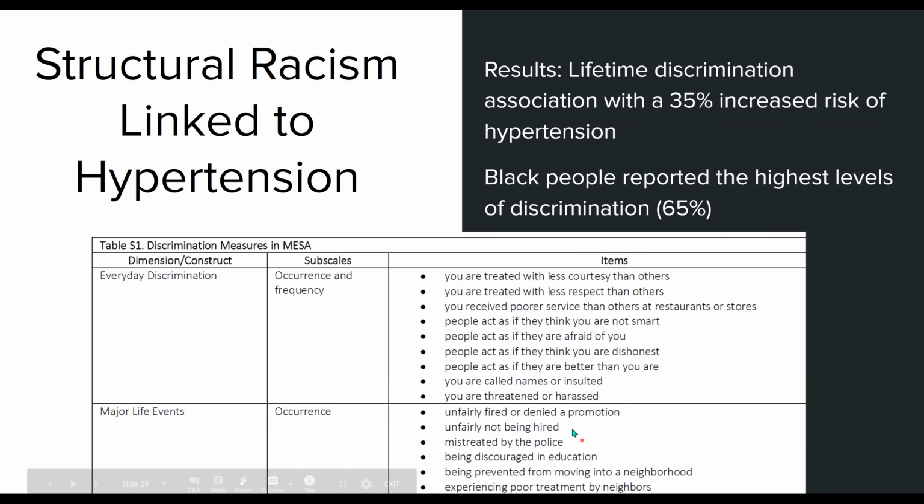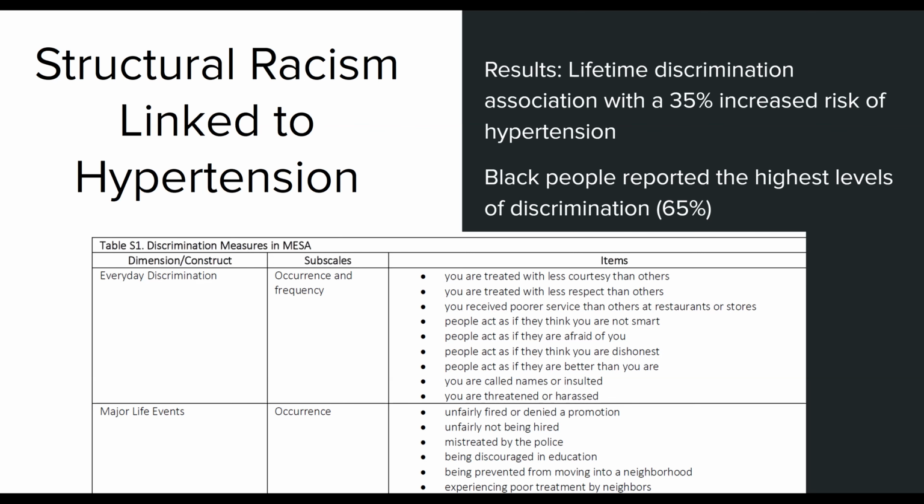So structural racism is linked to hypertension. This was a recently published article that looked at over 3,000 different adults of different ethnicities and races for nearly 2 decades. At the beginning of this study, they didn't have high blood pressure, and they followed them for 2 decades to see who got high blood pressure. They intermittently checked, tracked if they were on medicine, and then they would ask them about discrimination.